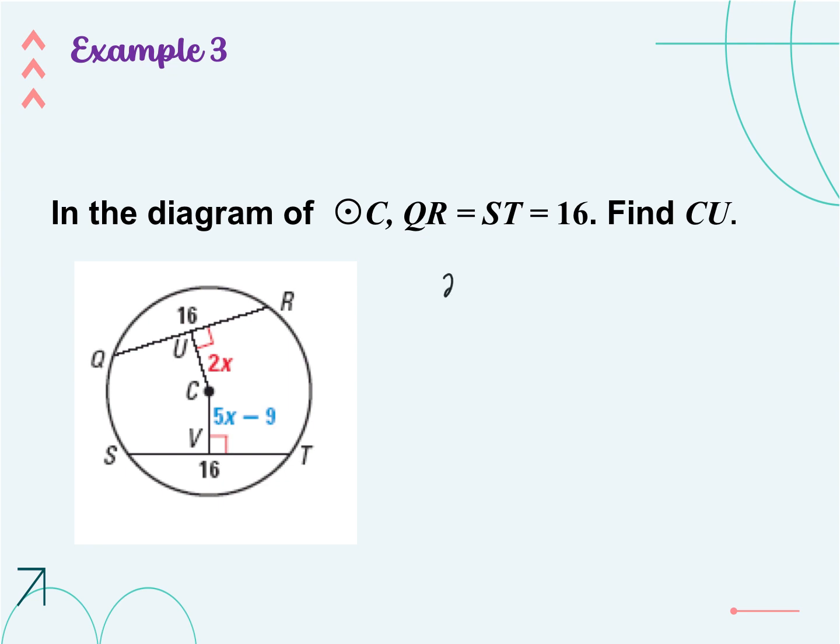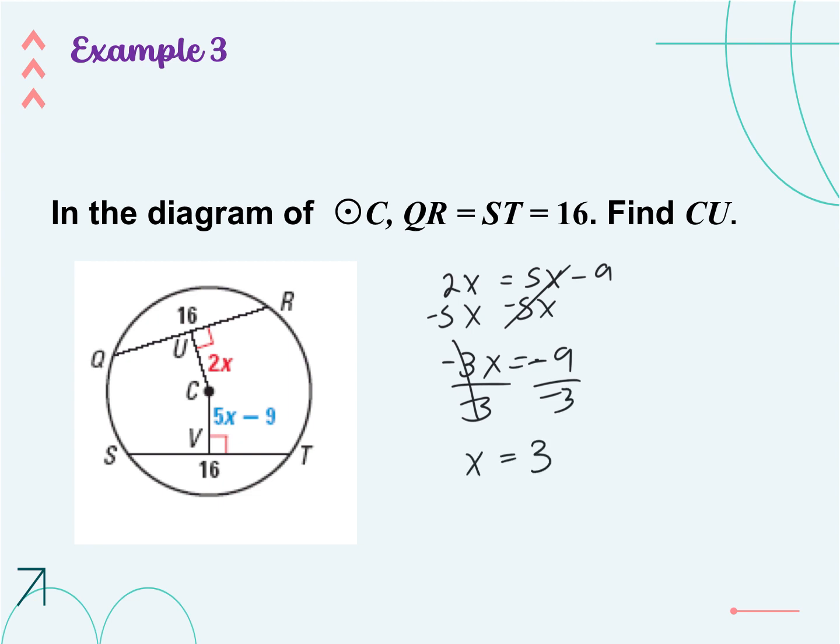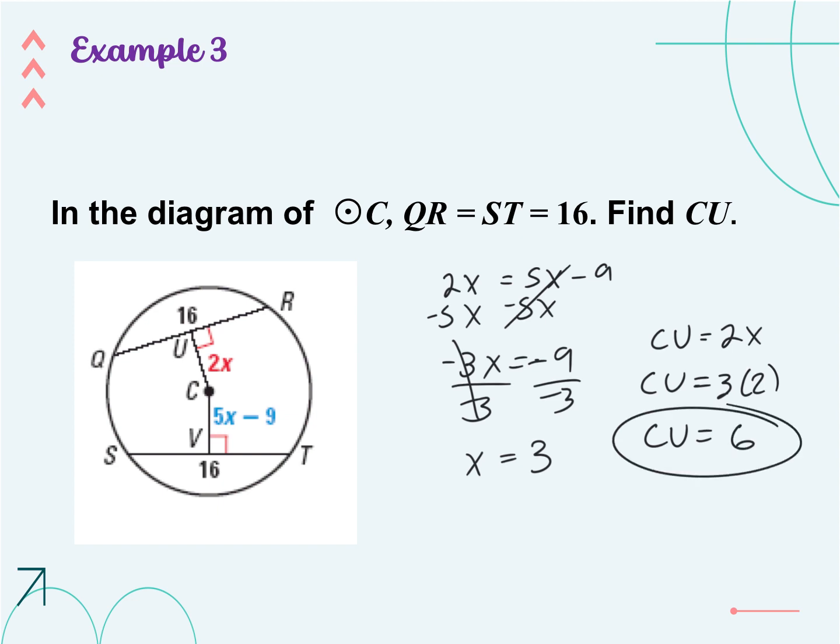So we can go ahead and do 2x is equal to 5x minus 9. I subtract the 5x on both sides, so I get negative 3x is equal to negative 9. After dividing by negative 3, I get x is equal to 3. Now again, they're not asking you for x, they're asking you for the segment. The segment CU is 2x, so CU is 2 times 3. So segment CU is 6. This is your final answer.